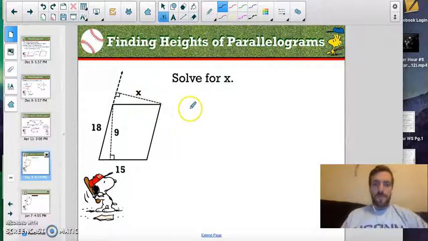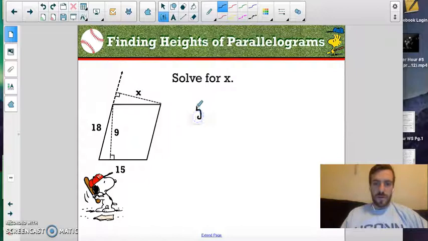All right. We haven't done one like these yet, so hopefully you got a good try in. So we know the area from here. We can find the area from here. So that's 9 times 15, which is going to give me 135.